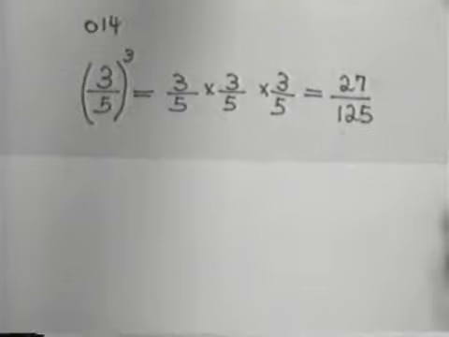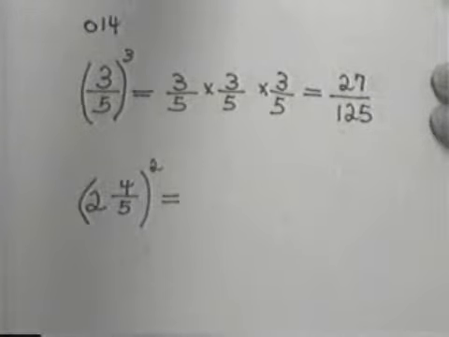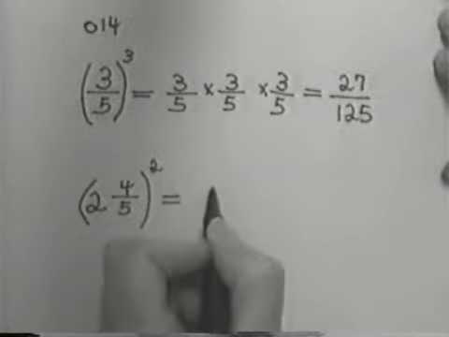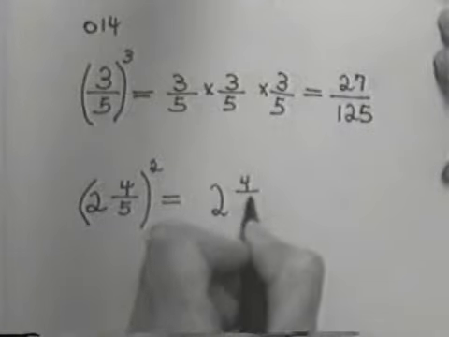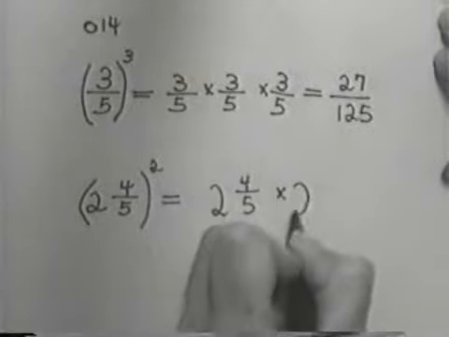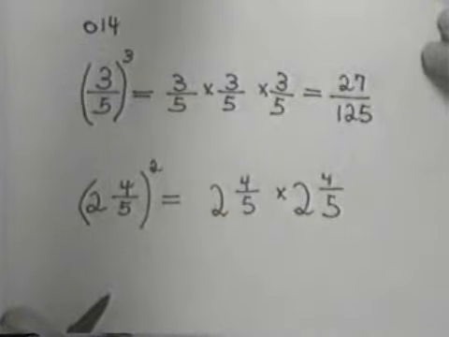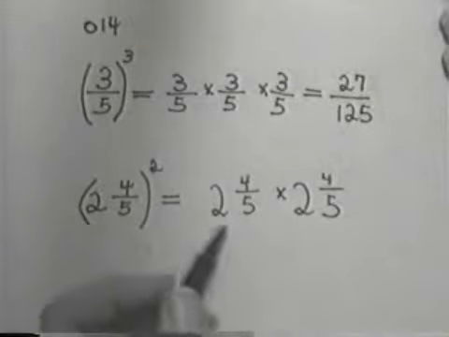Let's look at a mixed number being raised to a power. Let's raise 2 4/5 to the second power, or we can say let's square 2 4/5. In order to raise a mixed number to a power, we've got to do the same thing that we normally do when we multiply mixed numbers. In other words, this really means 2 4/5 multiplied by 2 4/5.